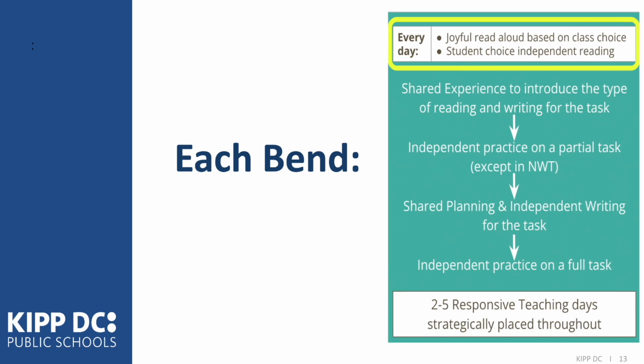When it comes to the mini lessons, this is what it would look like. We start with a share experience to introduce a type of reading and writing for the task. Then we move into an independent practice on a partial task. Then we'll have a shared planning and independent writing for the task. And last, students will participate in an independent practice on a full task. For each bend, there will be between 2 and 5 responsive teaching days, strategically placed throughout so that you can respond to students' work.